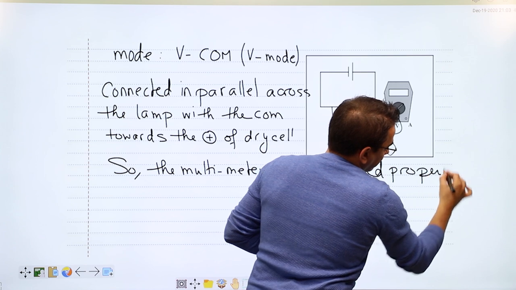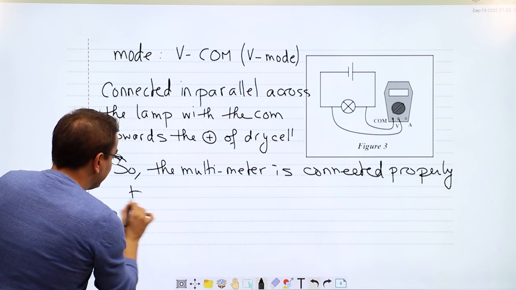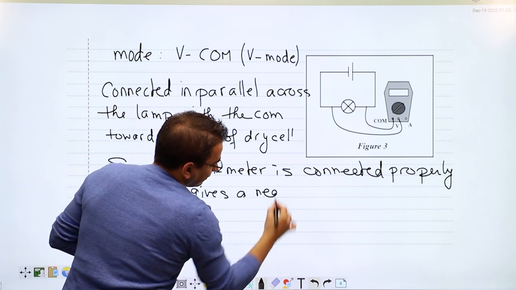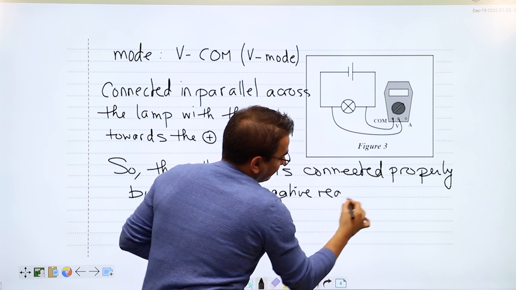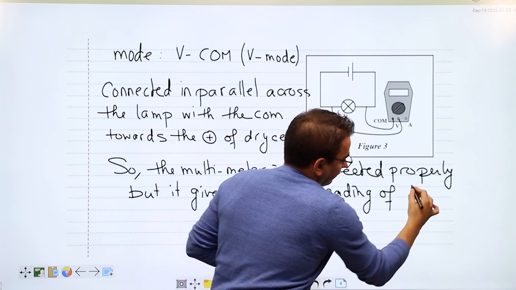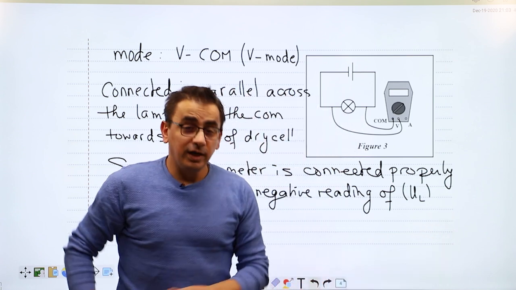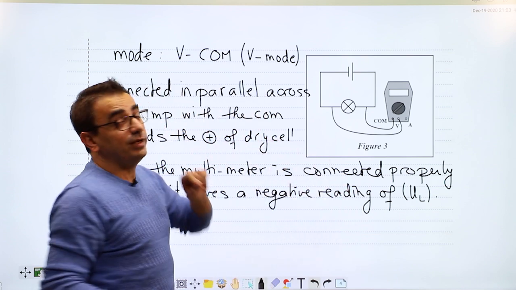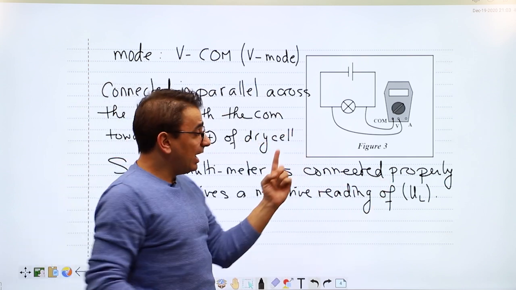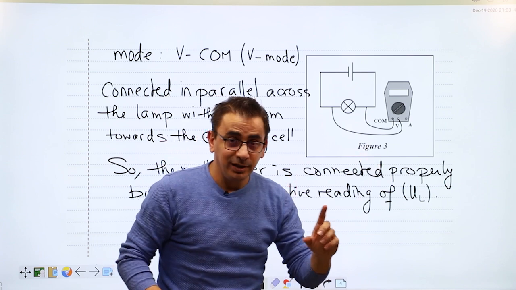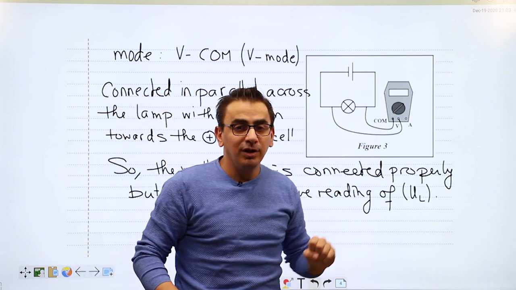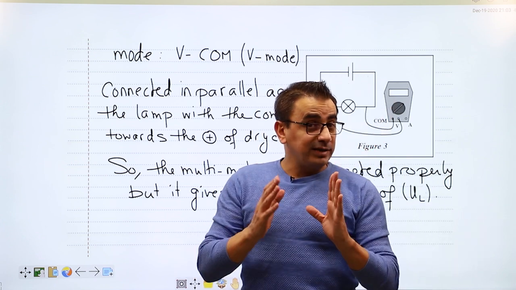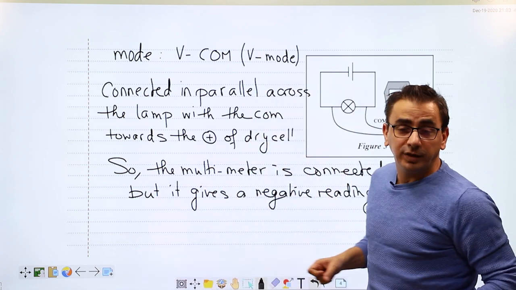Okay? But it gives a negative reading of voltage of the lamp. An alternative answer here, and since you are in grade 9, guys, if you say that it's connected in a wrong way and it's connected improperly because the COM is connected to the positive pole, this is debatable. We can discuss it. A student of grade 9 might say that, but in principle, it is connected in the correct way. It's not wrong.